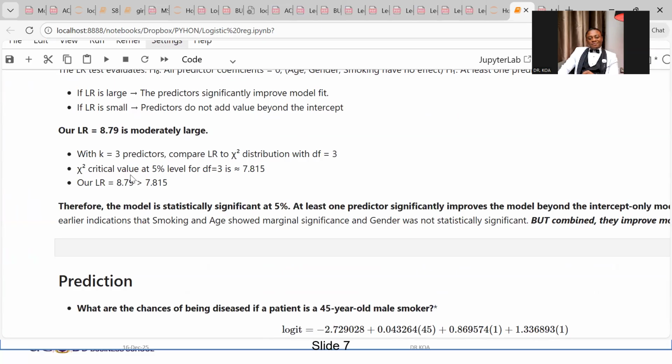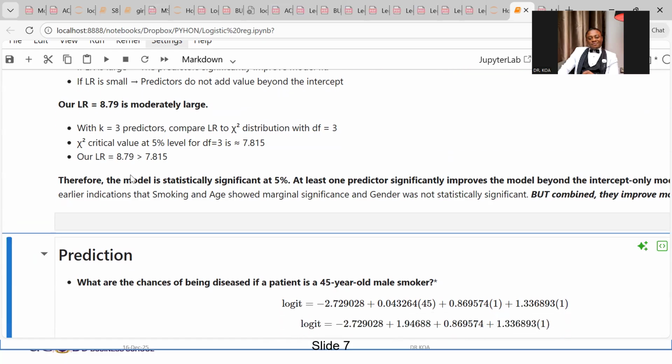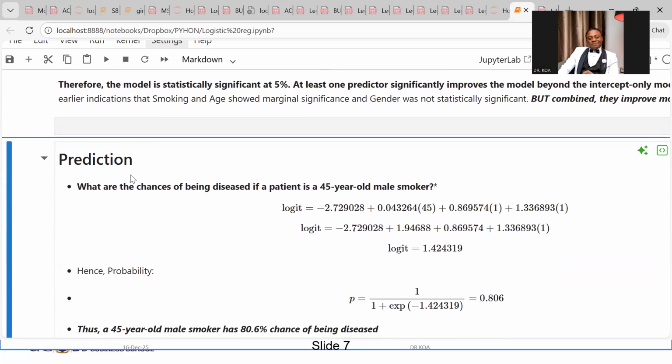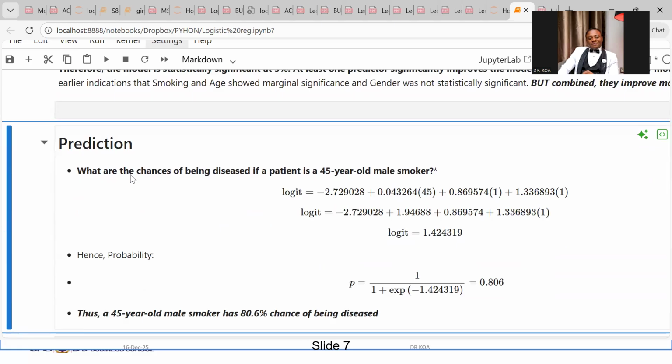Okay, now let's go to prediction. Sometimes you are asked, what are the chances of being diseased if a patient is 45 years old, male, smoker? So the age has been given, the gender has been given, and the smoking status has been given. So they are asking you to put it back into the model. The person is 45. Go to the Logistic model. You see that it's age, so you put 45 here.